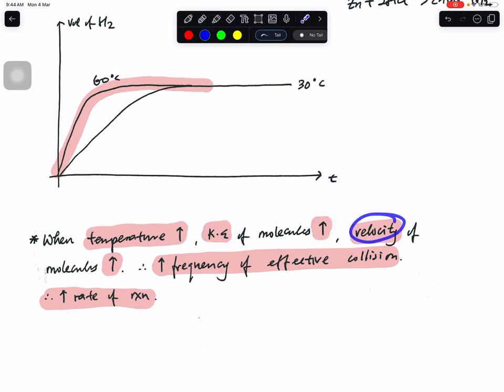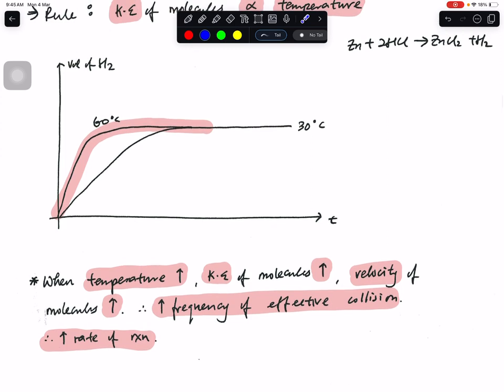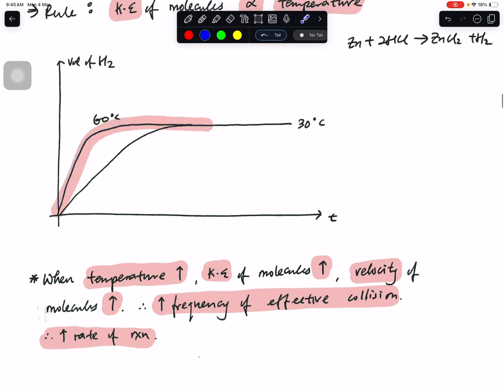your velocity of the molecules will increase, and the frequency of your effective collision will also increase. And therefore, your rate of reaction will increase. If you take a look at the graph here, you can notice that a 60-degree graph tends to be a lot faster compared to a 30-degree graph. Okay, so you have no questions.